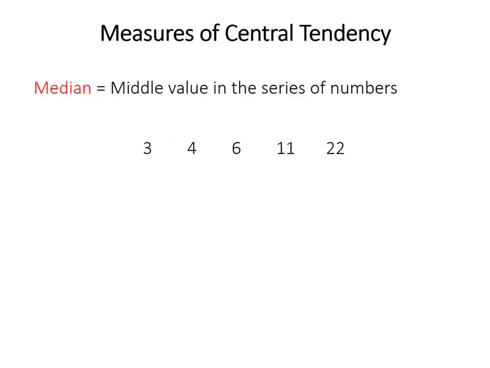The other commonly used measure of central tendency is the median. As far as I know, there's no standard symbol for this. The median is just the middle value in the series of numbers in the data set. If you take the measurements that you made and put them in order from smallest to largest, the median will be the middle one. In this example here, the median is 6. There are two numbers smaller than it and two numbers larger than it, so it's the middle number.